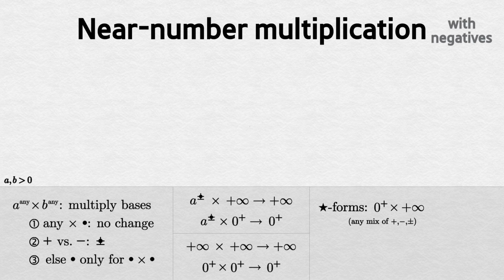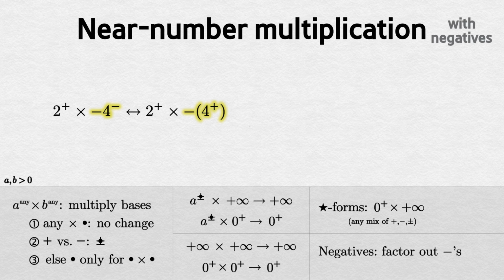We can still think them through from scratch, but if we want to be very careful in a computation, the easiest thing to do is factor out negatives first so that we can think through a product with positive bases. For example, let's look at the product of 2 plus and negative 4 minus. Factoring a minus sign out of negative 4 minus, it changes to the negative of 4 plus. Pulling that minus sign all the way out, we just need to find 2 plus times 4 plus, which is a nice product with positive bases and comes out to 8 plus. Putting the negative back in, we have a result of negative 8 minus.